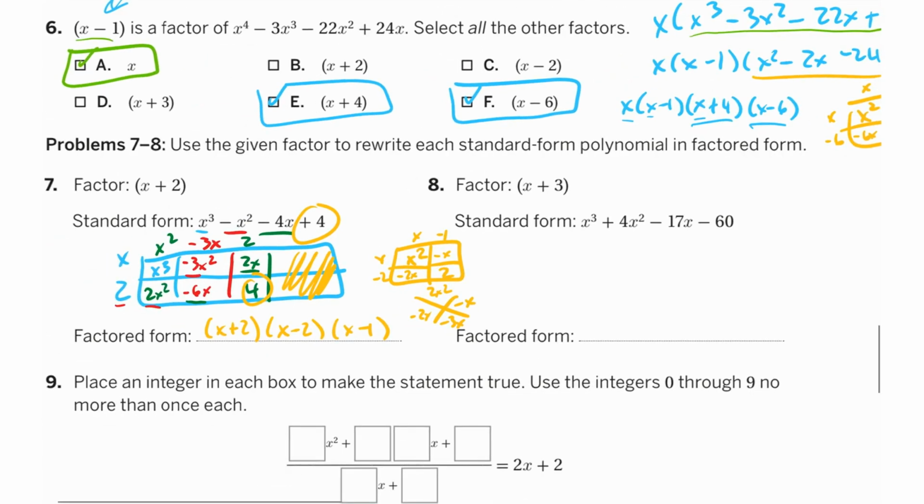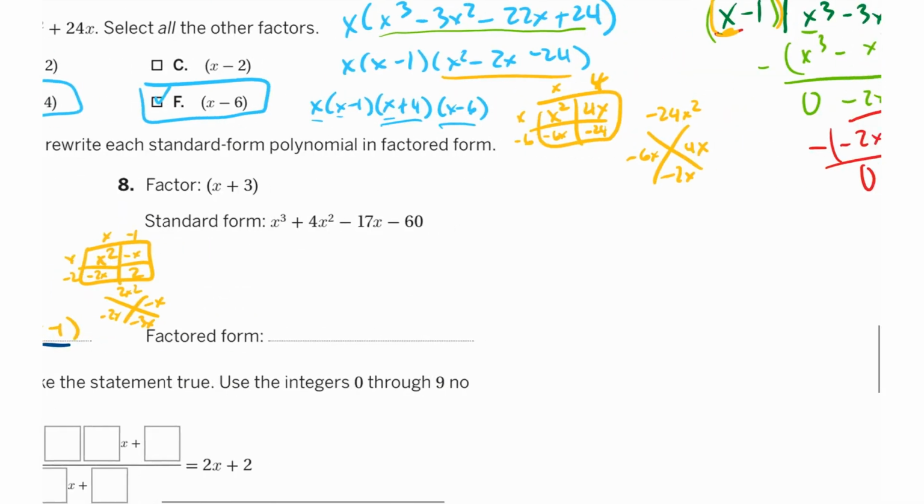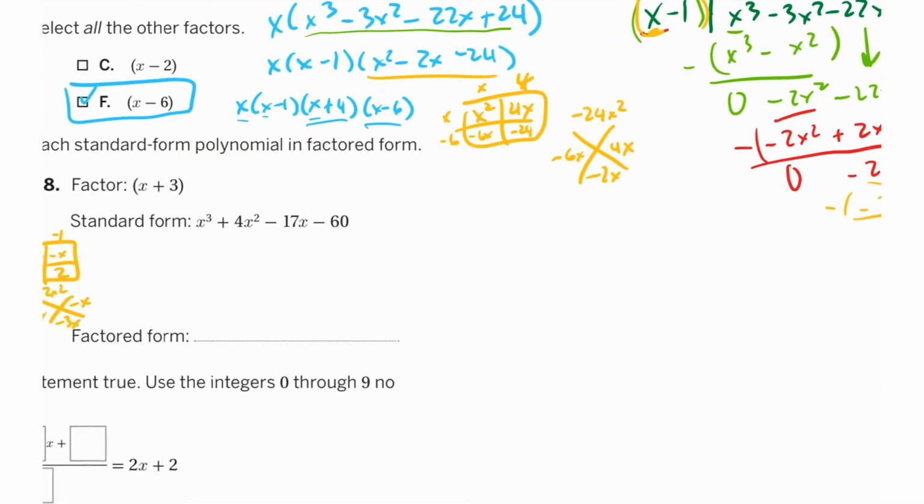Again, when we look at this, the key thing to see here is that it's x cubed, and I ended up finding 3 different factors. All right, number 8, we're going to use some long division to help us with this one. I'm dividing the standard form by the given factor, so x plus 3. How many times does that go into x cubed plus 4x squared minus 17x minus 60?